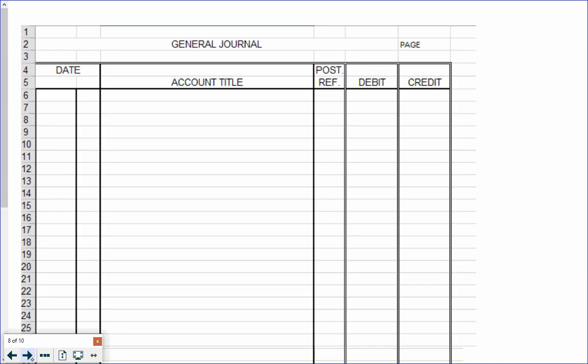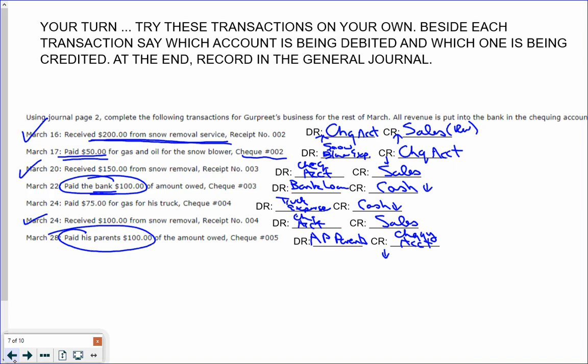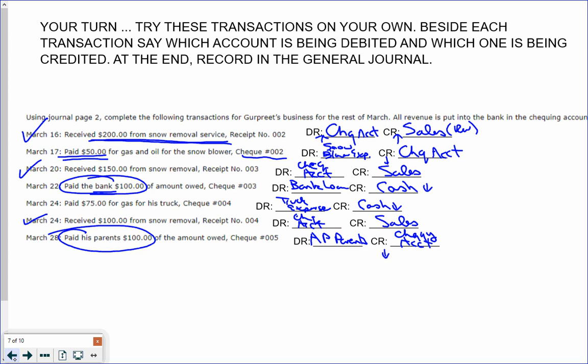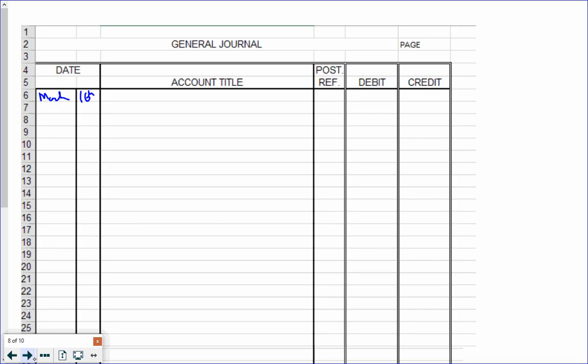Okay, so what we would do here is you would just put the date on. I'll just do the first one. So we would go March 16th as the date. Now I think the question said you're on General Journal page 2. So where that comes in is right here. Those page numbers are going to become important in another couple days.